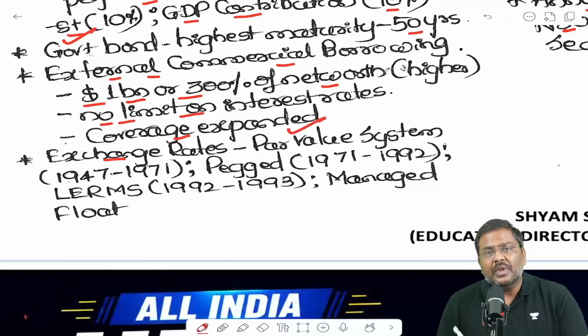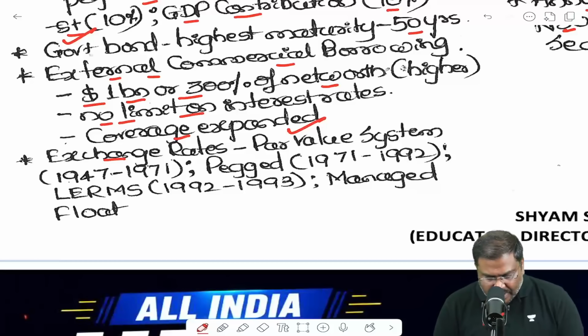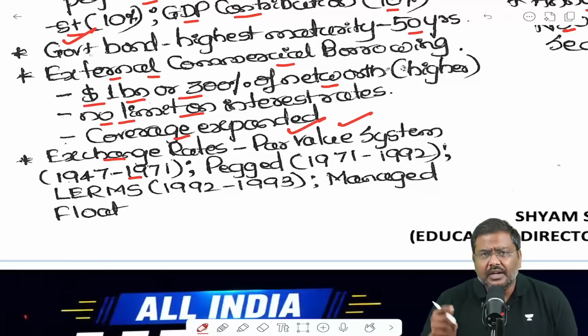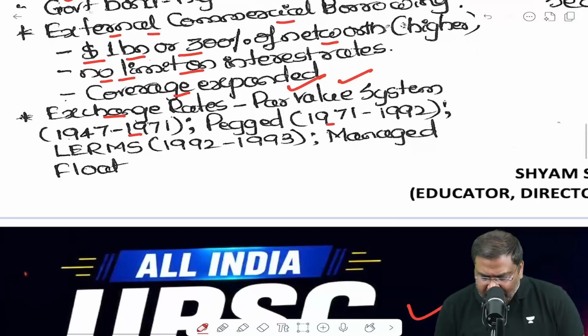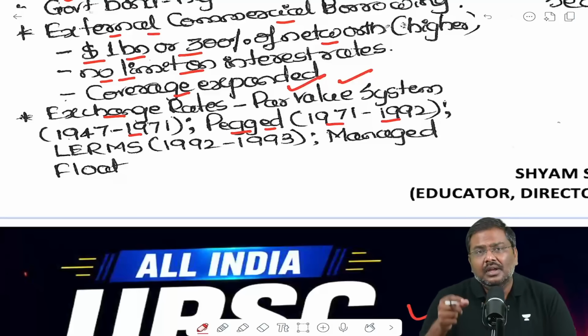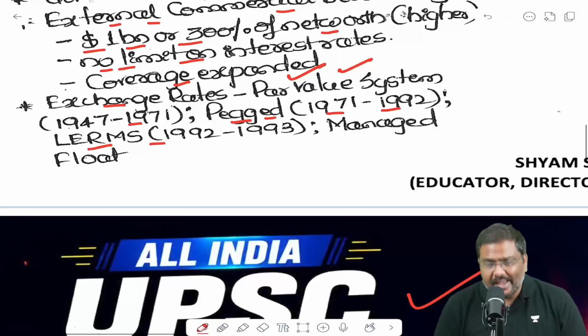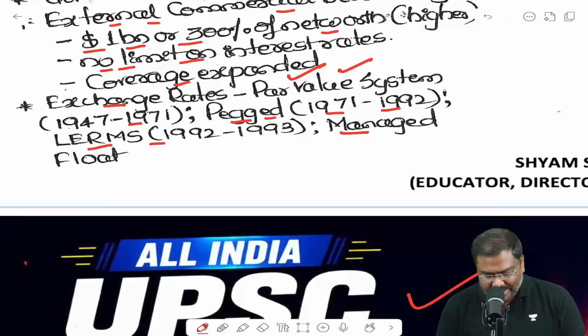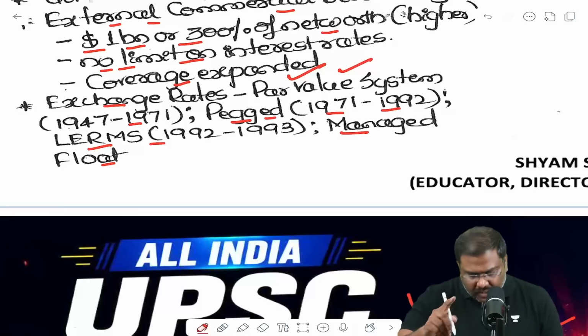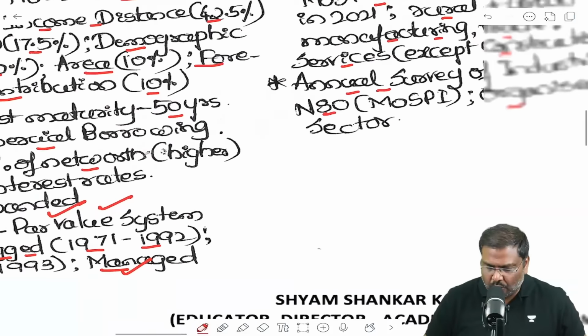Exchange rate evolution: from 1947 to 1971, we had a par value system, and from 1971 to 1992 a pegged exchange rate system. In 1992-93 we introduced a dual exchange rate system, that is LERMS, and after 1993 we introduced the concept of managed float.